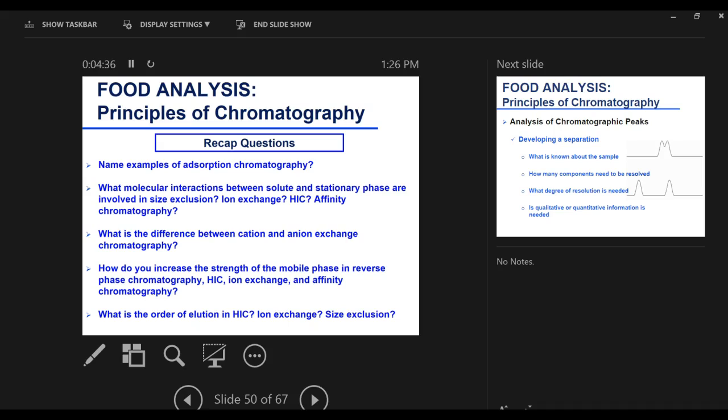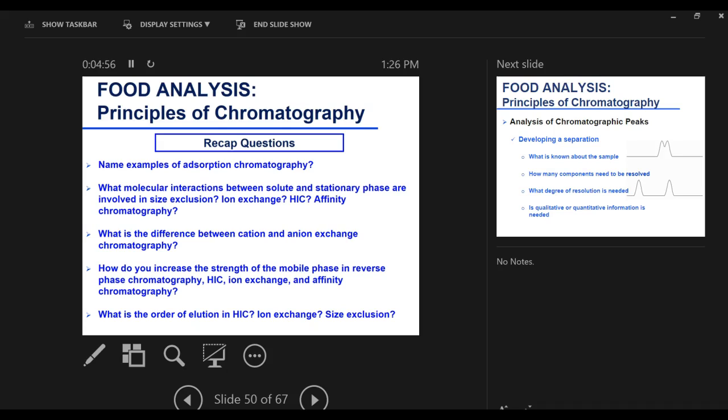Name examples of adsorption chromatography. You reviewed for the quiz, so you should be able to list some of that. Remember, participation points are very easy points to get. They can get you from a B- to a B or an A- to an A. Talk to us.